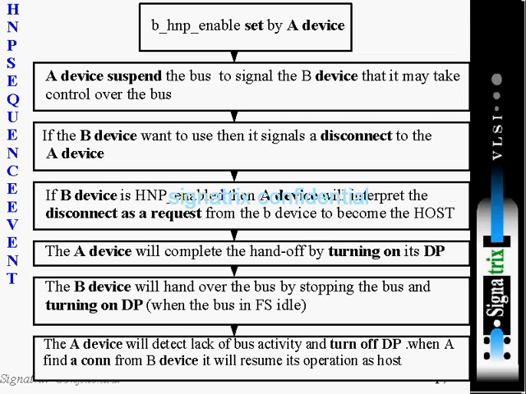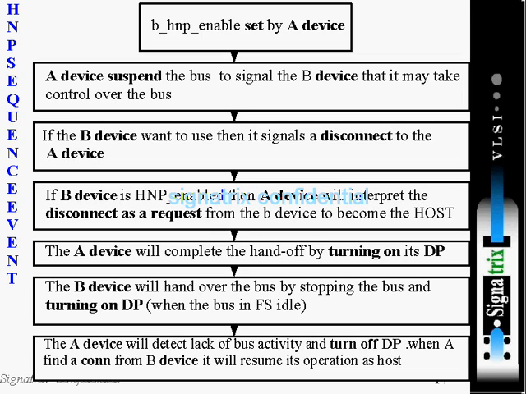What does disconnect mean? How will it disconnect the signal? Generally in USB we have single-ended 0, single-ended 1, and J and K states, totally 4 states, right? So one signal, for example, disconnect means single-ended 0. Okay, and this disconnect will be recognized as a request by the A device.